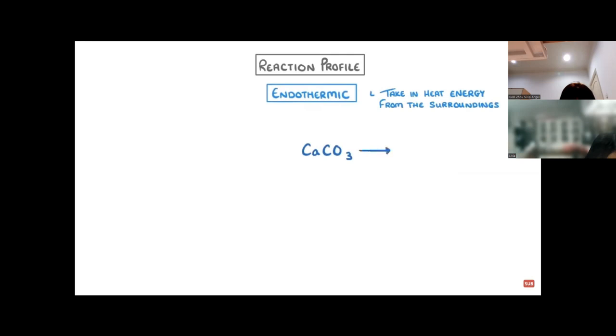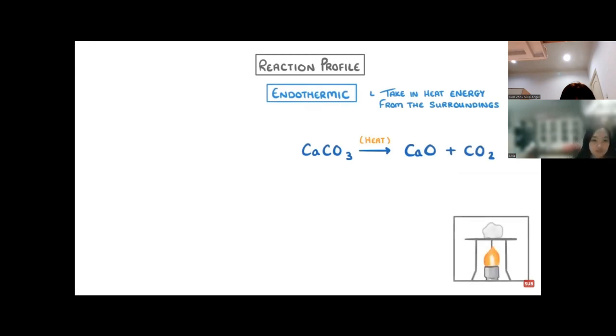The opposite of an exothermic reaction is an endothermic reaction. These are reactions which take in heat energy from the surroundings. For example, if we wanted to break down calcium carbonate into calcium oxide and carbon dioxide, we'd have to supply heat, by using a Bunsen burner to heat up the solid calcium carbonate.